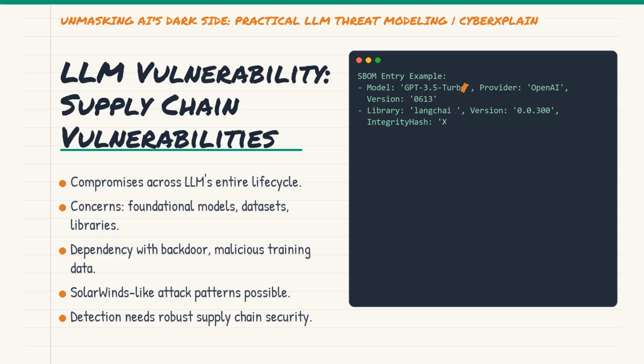Remember the SolarWinds attack pattern? It's similar here. Detection requires robust software supply chain security practices. Mitigation involves thorough vendor vetting, integrity checks on models' datasets, and using trusted registries and pipelines. You are only as strong as your weakest link.